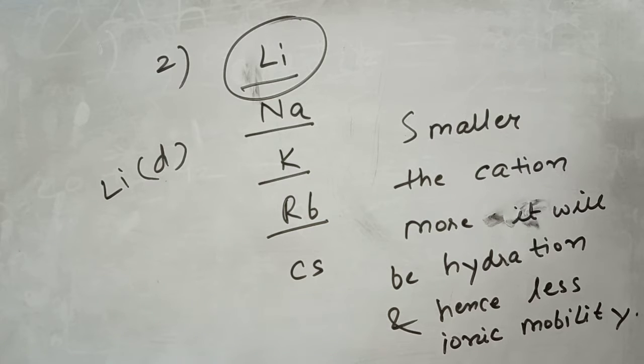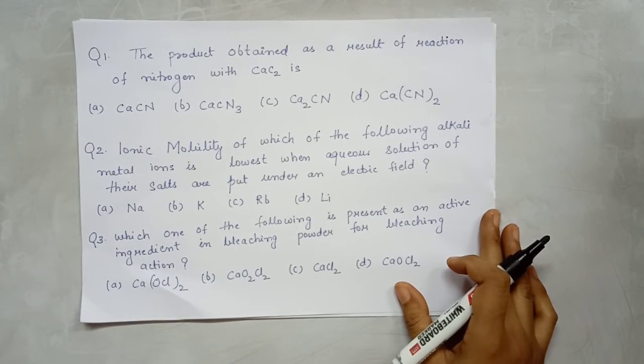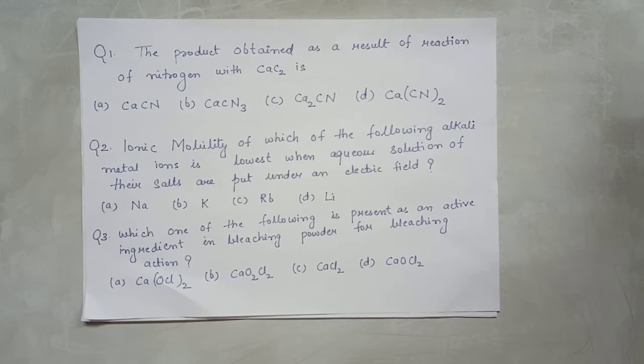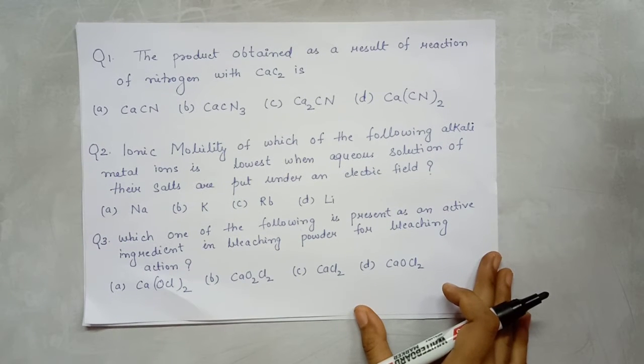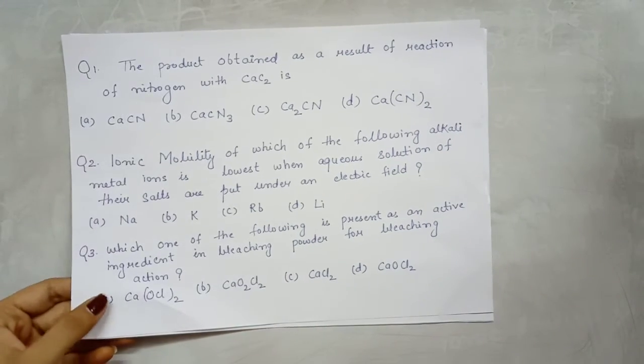Next question. Which one of the following is present as an active ingredient in bleaching powder for bleaching action? In the whole of chemistry, you should remember the symbol or the terms, how you represent a certain compound. It is asking about an active ingredient in bleaching powder which is used for bleaching action.